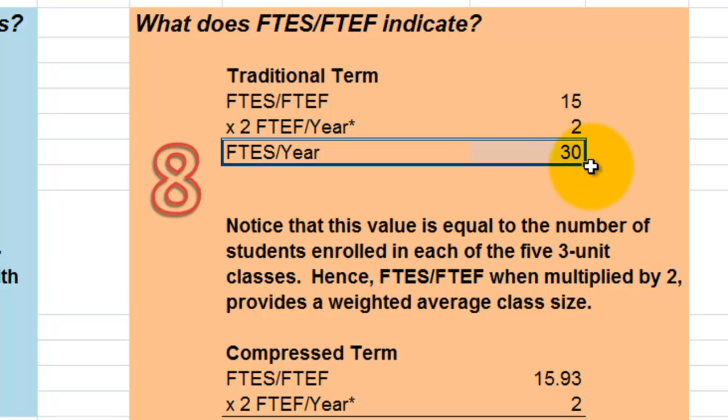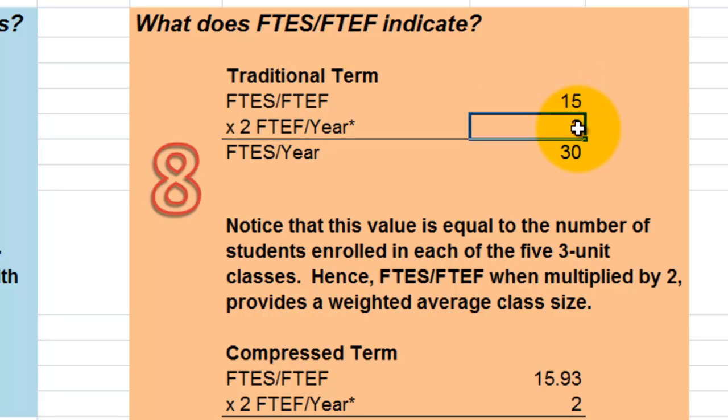Now if you think back to the example, if this faculty member teaches 5 3-unit lecture classes a semester, and each one has 30 students in it, and they do that in the fall and the spring, this is a FTES per year coming out at 30. You see where I'm going with this, right? Taking the FTES per FTEF times 2, giving 30, gives you this nice measure of the class size. In fact, this 30 is exactly equal to the class size.